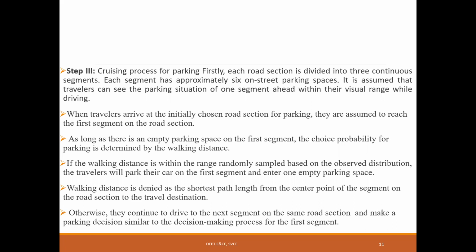The walking distance is defined as the shortest path length from the center point of the segment on the road section to the traveler's destination. Otherwise, they will continue to drive to the next segment on the same road section and make a parking decision similar to the decision-making process for the first segment.